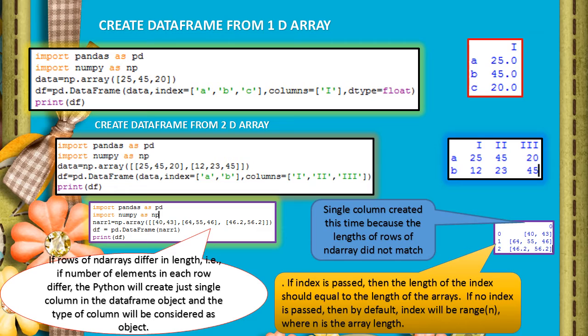So while we are using a NumPy array, all sizes should be equal. Then only will the proper columns come, otherwise it will come in a single column.